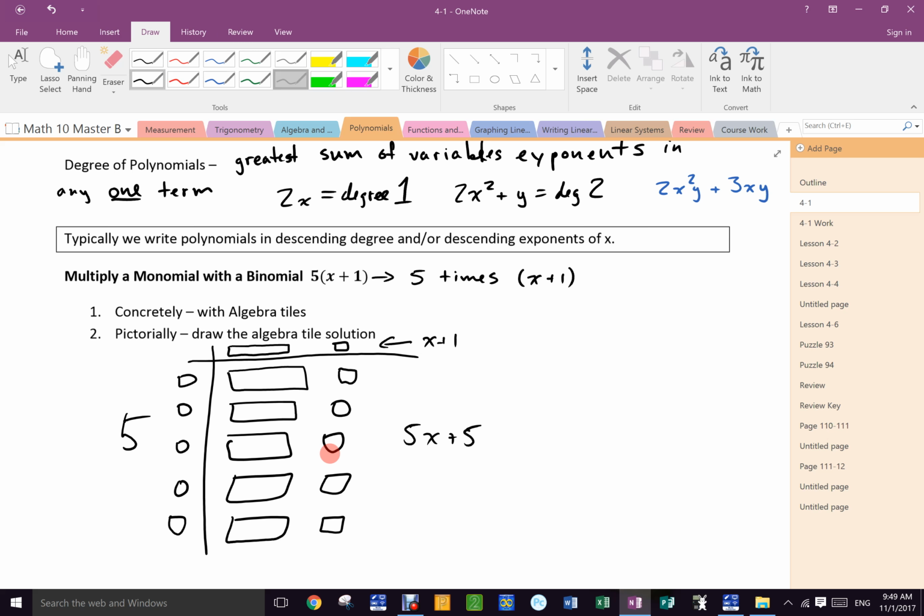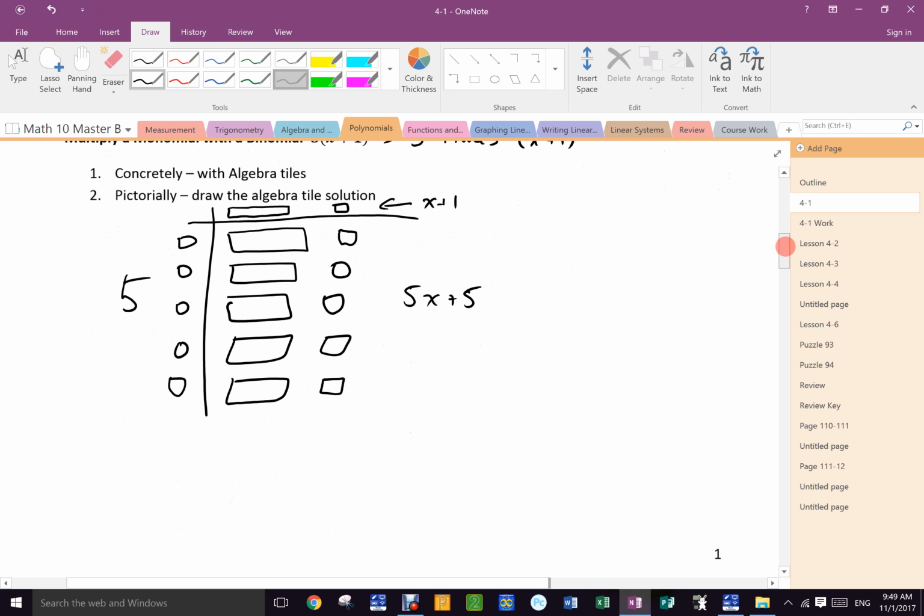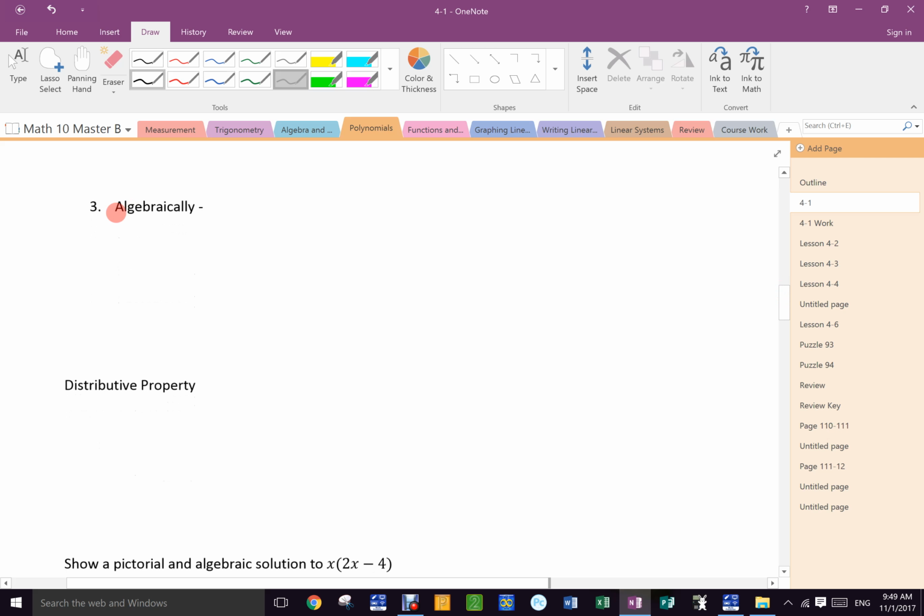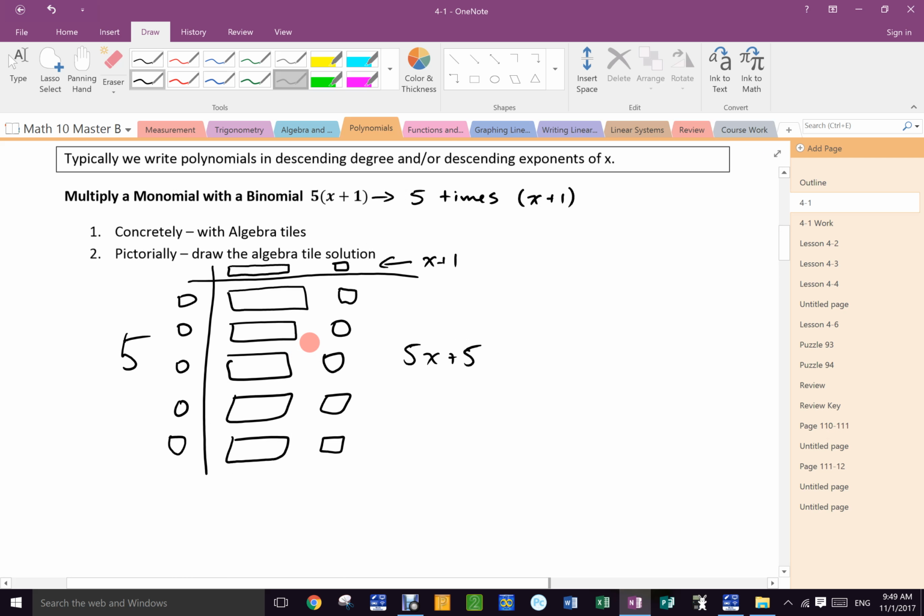If you understand the next thing I'm about to show you, then you can promptly forget about this. If you don't understand the next thing I'm about to show you, then you may want to revisit this. Algebraically, this way we used a picture. This is what is actually happening, isn't it? I had 5 unknown values and I had 5 known values, right?